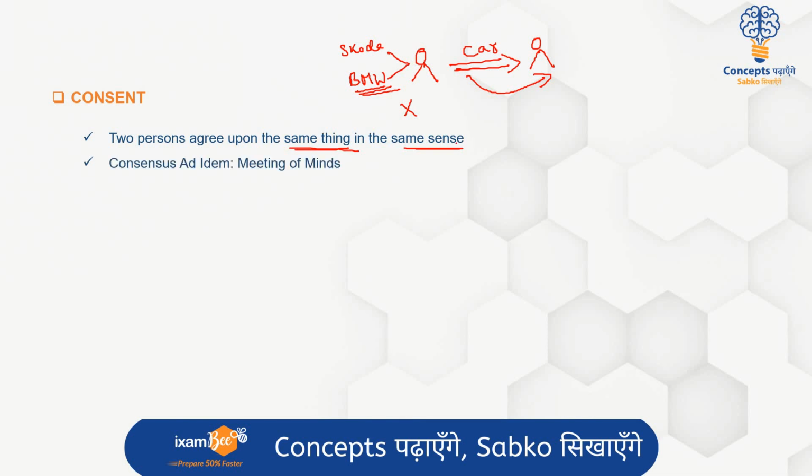Now, there is a Latin phrase which is consensus ad idem and which means meeting of the minds. So for a consent, there should be the meeting of the minds. So in this case, there is no meeting of the minds since both the parties are thinking on different lines. Both of them are not on the same track. So we cannot say that there is a meeting of minds of the parties in this particular situation.